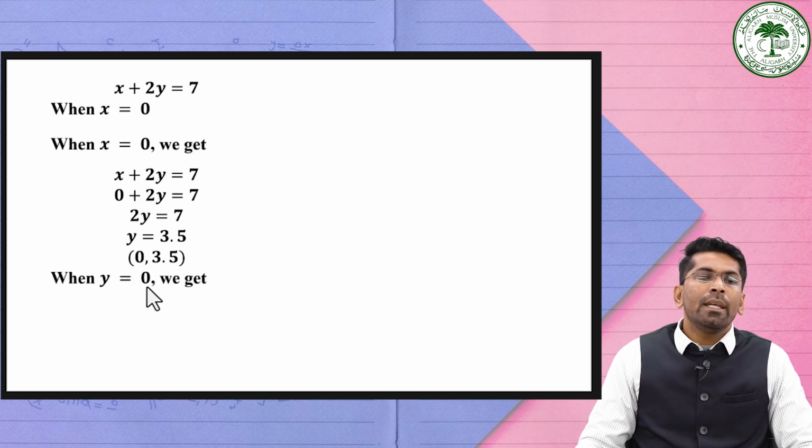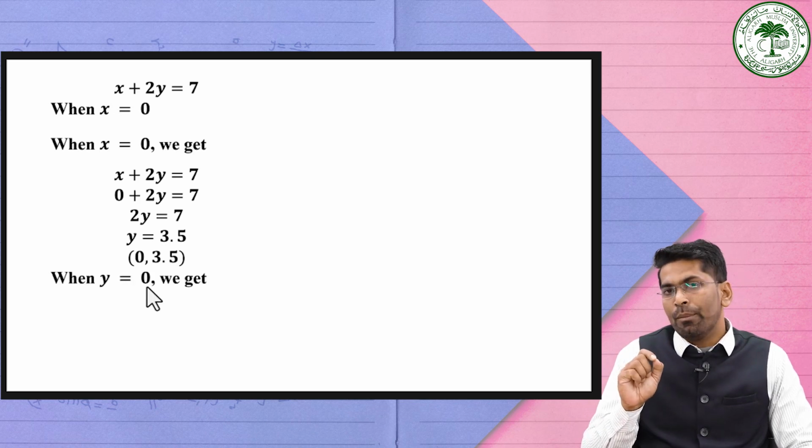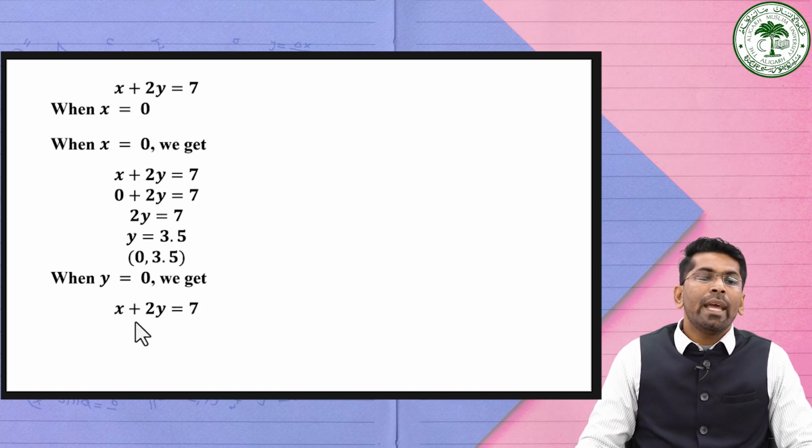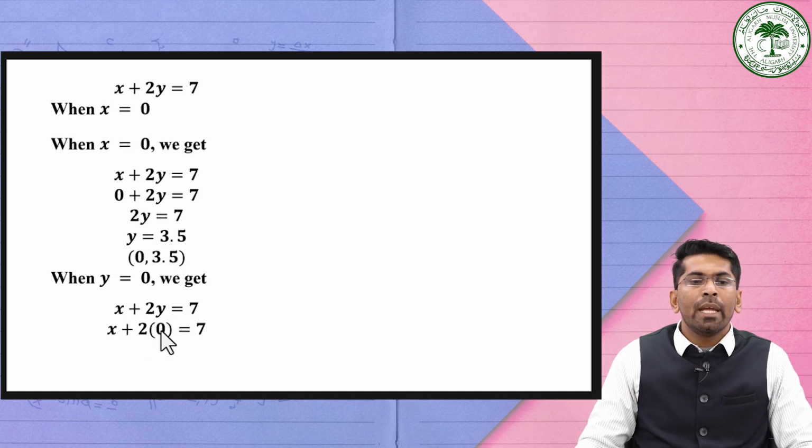Then for the other one, assuming y is equal to 0, we will get the x-intercept term. Here x plus 2y is equal to 7, and putting y is equal to 0, it becomes x plus 2 times 0 is equal to 7. So this term will become 0, so x is equal to 7. So when y is equal to 0, the value of x is equal to 7. So we have two coordinate points here, and using these we can plot the 2 points.